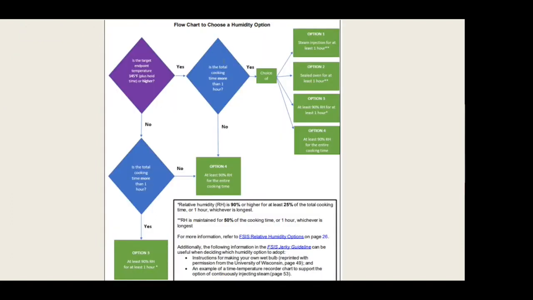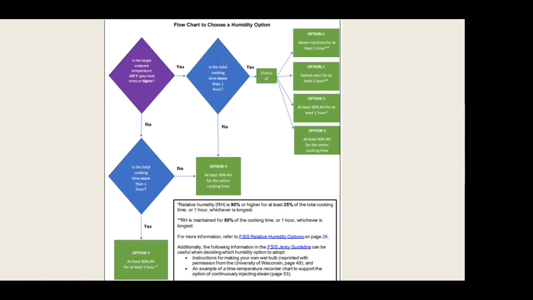This flowchart was developed to aid processors in identifying which option to use for relative humidity. If you are working on identifying which option to use, go ahead and pause this slide to review it, to make sure to review this compliance guideline, make sure that you're following what you need to follow for your humidity requirements.